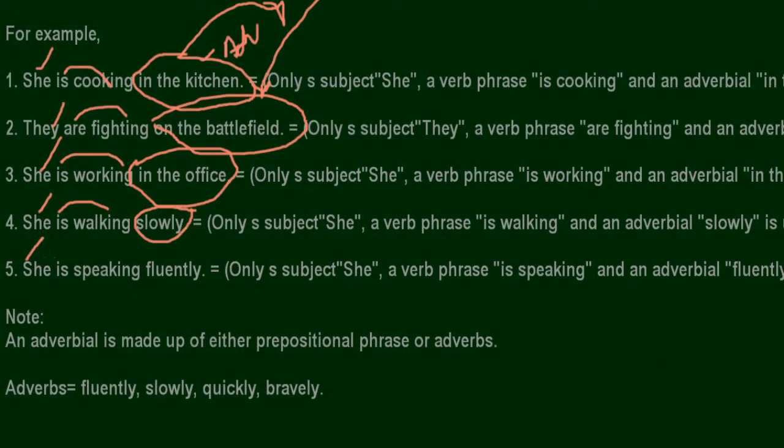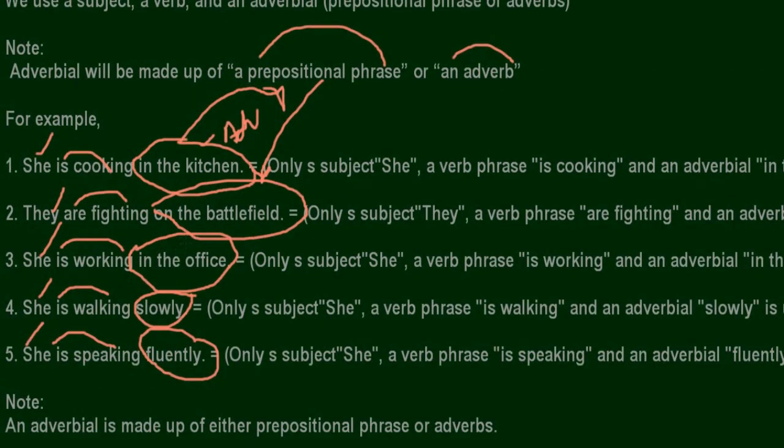Okay, she is speaking fluently. She is the subject, is speaking is the verb phrase, and fluently is an adverb, and it is called an adverbial. Alright, I hope it is clear. Very simple. An adverbial will be made up of a prepositional phrase, or it will be made up of adverbs. So slowly, fluently, silently, carefully, etc. These are all adverbials.